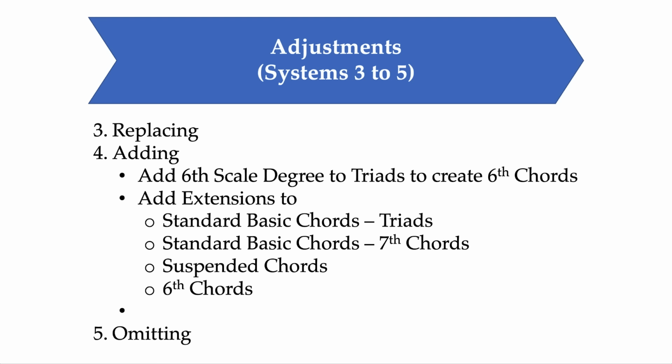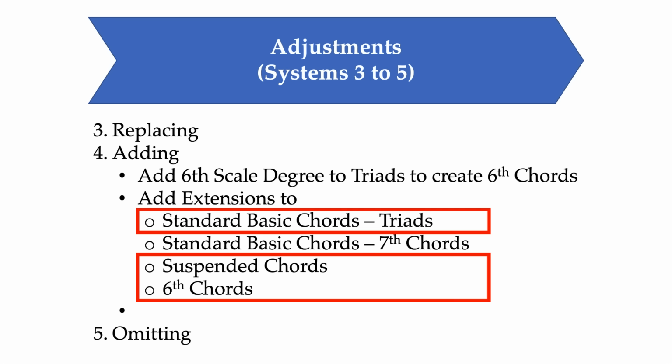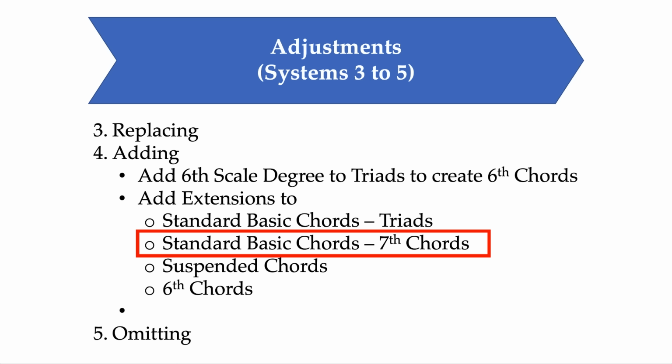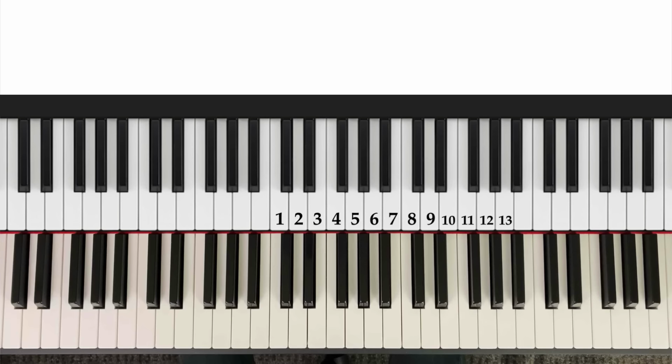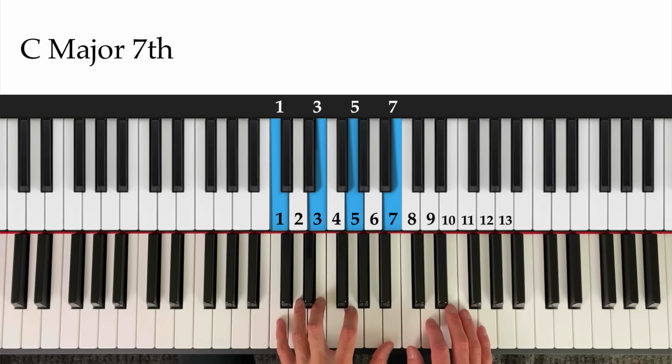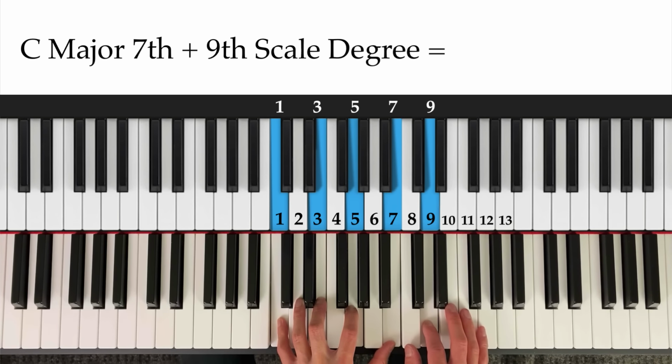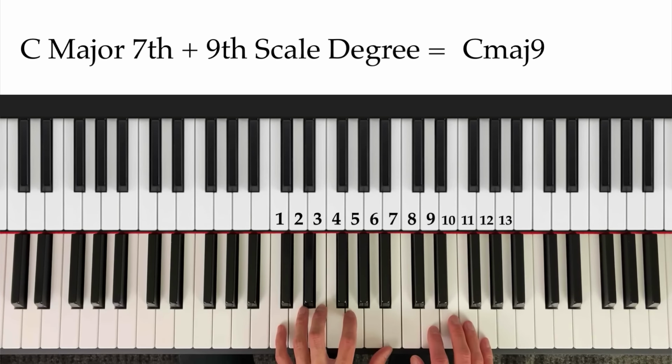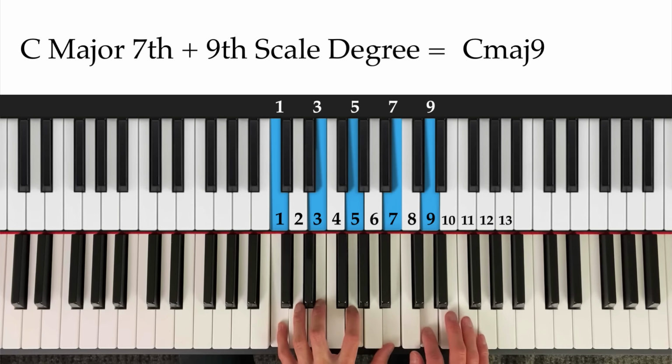Okay, so I just showed you examples of adding extensions to our triads, suspended chords, and 6 chords. Now let's add extensions to our 7th chords. With 7th chords, it's a little bit different. Say we have a C major 7th chord, and then we add the 9th scale degree. You don't write C major 7 add 9. Instead, you would write C major 9. This is called a C major 9th chord.